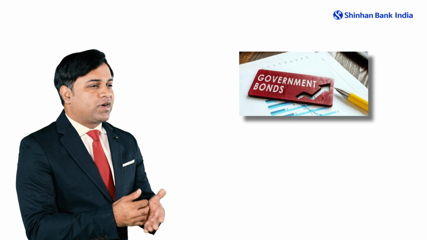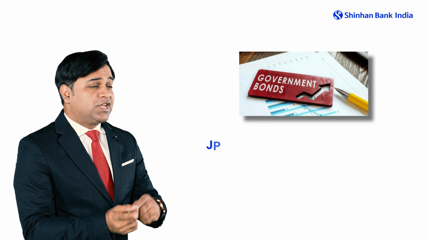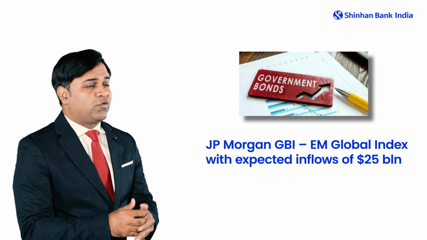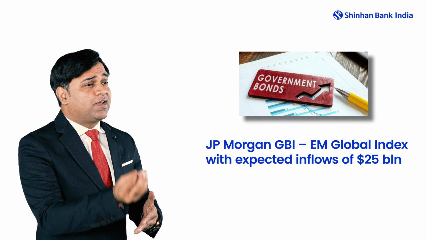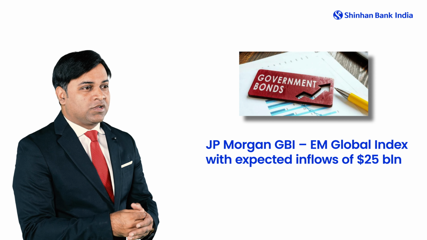The bond flows have been quite attractive and we have seen 53,000 crores of inflows already. Now, JP Morgan flows will start coming in from June 2024 to January 2025 incrementally, which we see that they will be entitled to get inflows to our country to the tune of around $25 billion.